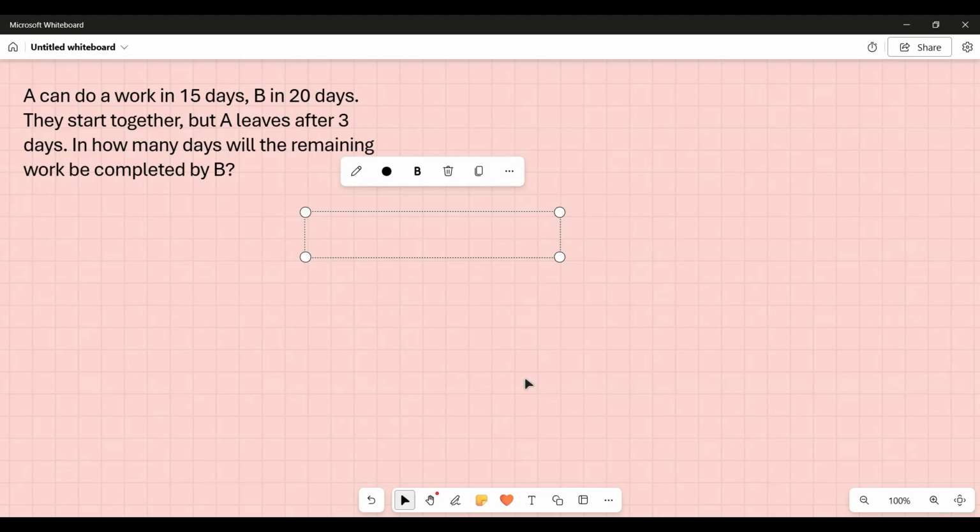So first let's understand the question's meaning. The person A can do the work in 15 days and B in 20 days. They started doing the work and worked together for 3 days. But after 3 days, A left the work. Now we need to find how many days it takes to complete the remaining work.